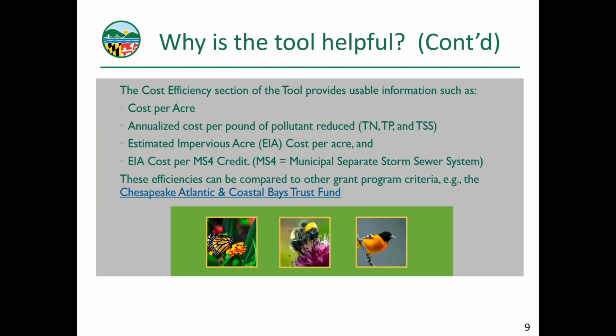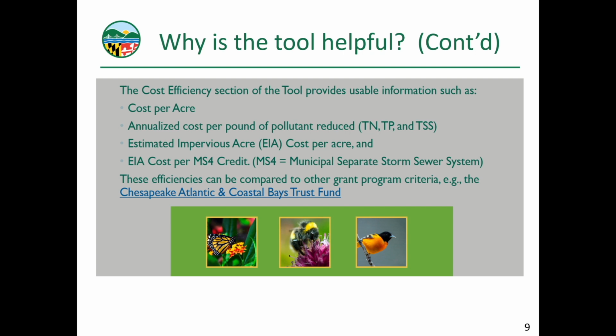One feature of Ffit is the cost efficiency section, which provides usable information such as cost per acre, annualized cost per pound of pollutant reduced, EIA cost per acre, and EIA cost per MS4 credit. Here, the term annualized means the annual cost over the expected life of the best management practice, which is set to 30 years by default in the tool. EIA stands for Estimated Impervious Acres and is determined by the number of acres forested by the project, which translates into credit toward the implementer's restoration permit.